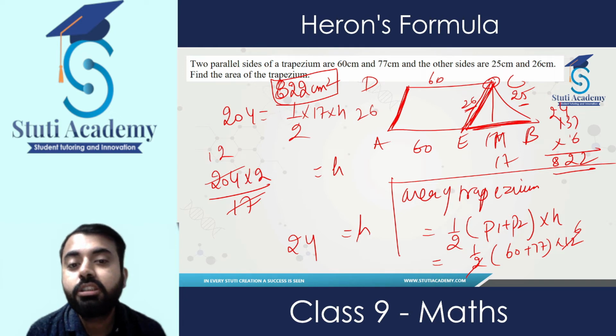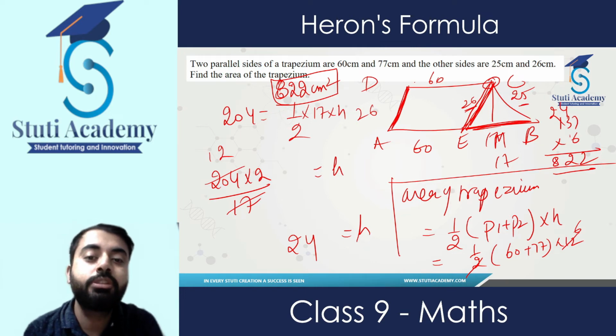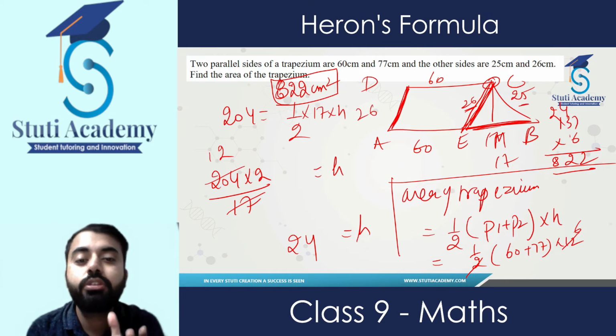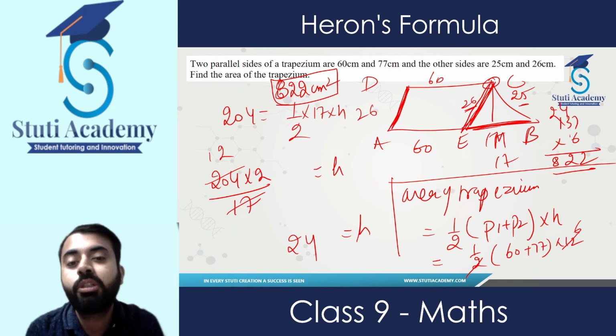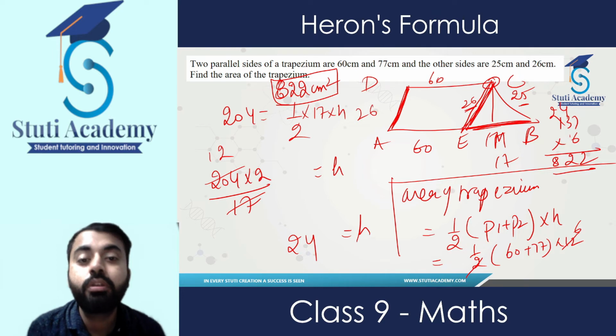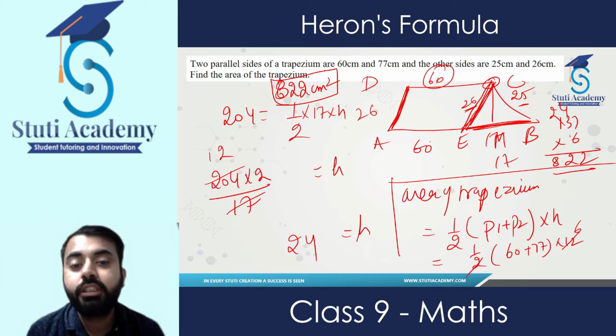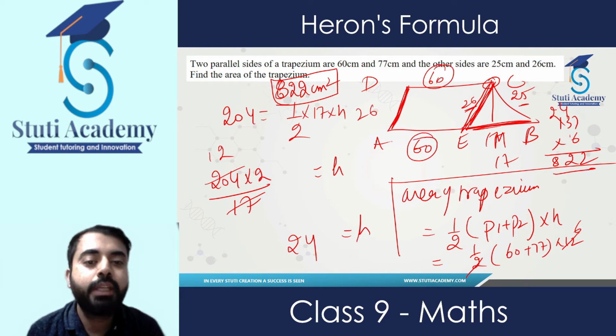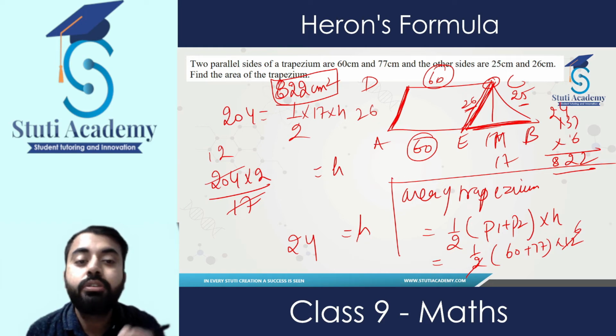Since CE was parallel to AD, AECD will be a parallelogram. If that was a parallelogram, then opposite sides must be equal and parallel. CD was opposite to AE, so it must be equal to AE, and it must be parallel to AE also. So if CD was 60, then AE became also 60. Entire AB was 77. Out of that, AE was 60. EB was just 17.